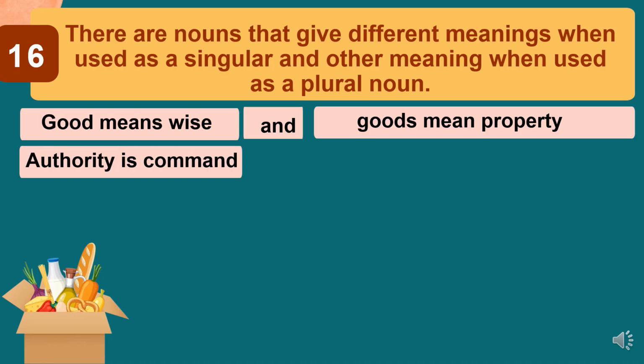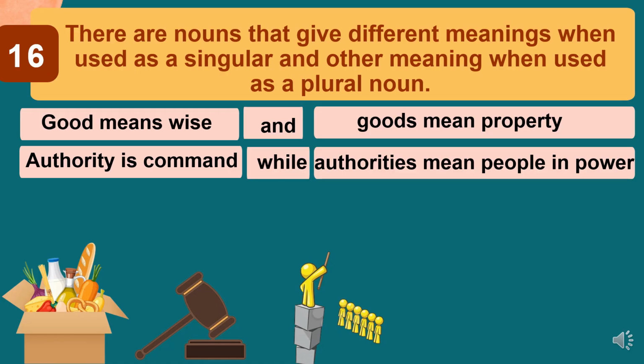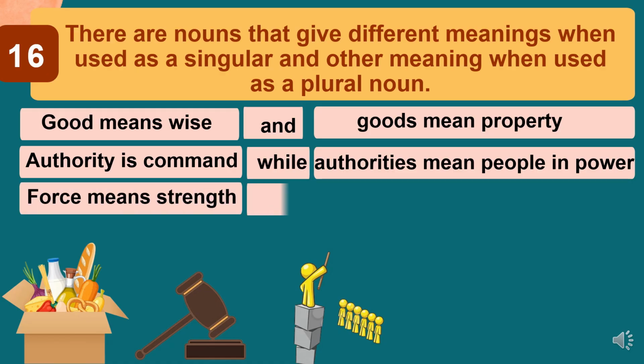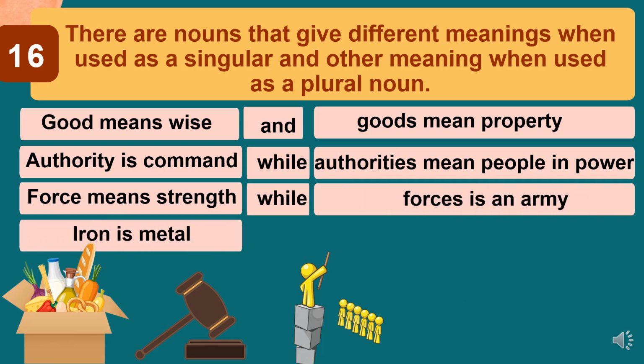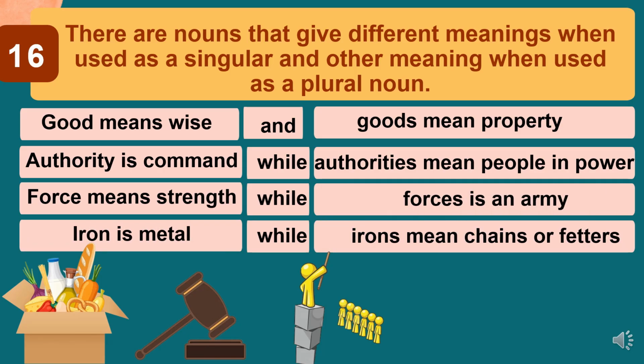Authority means command or power. While authorities mean the people in power, for example, government. Force means strength or power. While forces means an army or troops. Iron is a metal. While irons means chains or fetters. Remember, using the wrong form can completely change the meaning of your sentence. Always consider whether you are referring to the concept, singular, or the specific entities or items, plural.